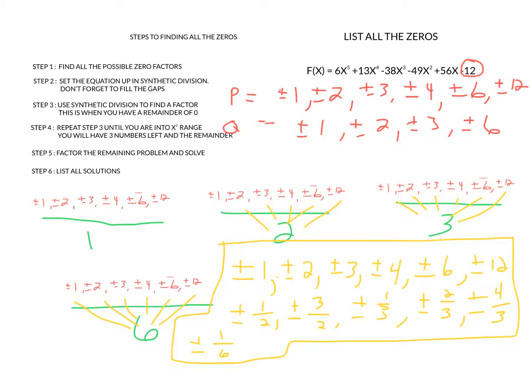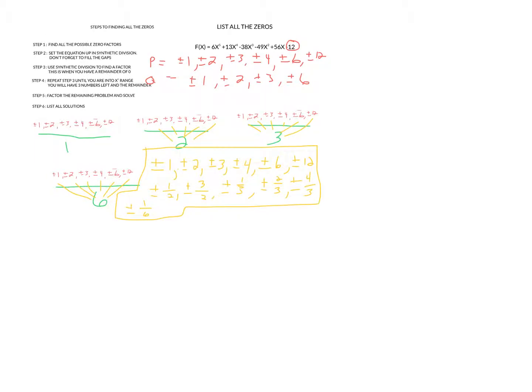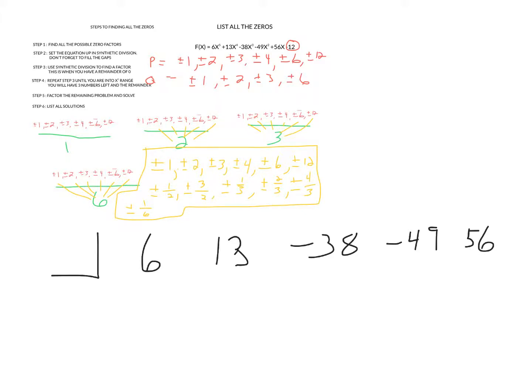All right, so now I'm going to have to shrink this quite a bit. And I'm going to kind of scooch it over here this time. Okay. Now, we check our gaps. Looking at my exponents, we go from 5 to 4 to 3 to 2 to 1 to a constant. So we're good. So let's get our coefficients. Okay, so we're going to have our box. We have a 6. We have a 13, hey, 13, there you go. We have a negative 38. We have a negative 49. We have a 56. And we have negative 12.